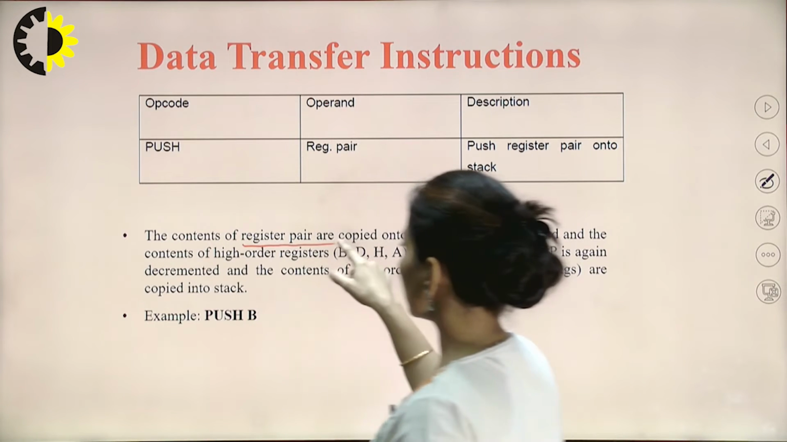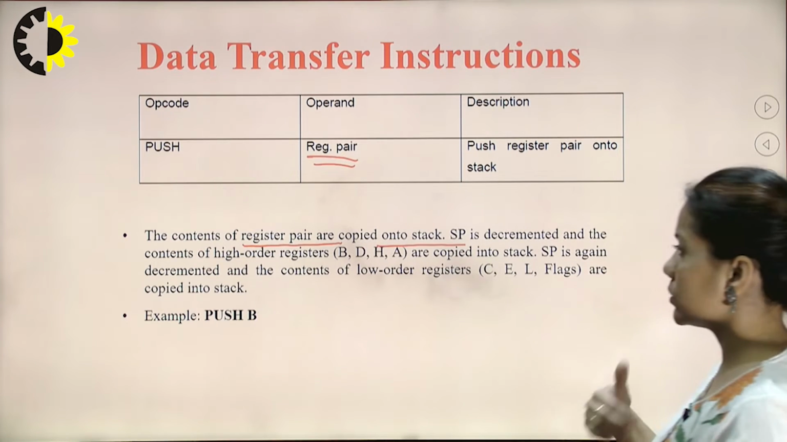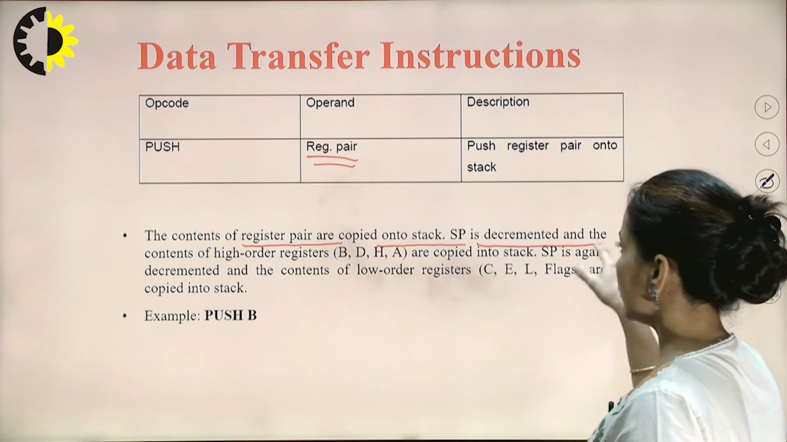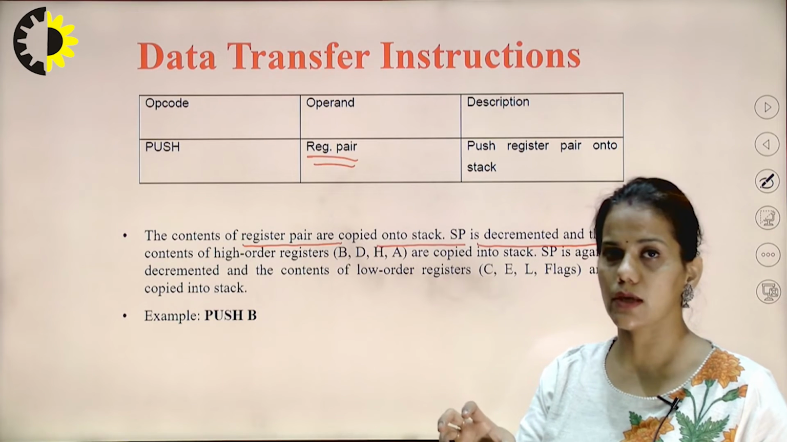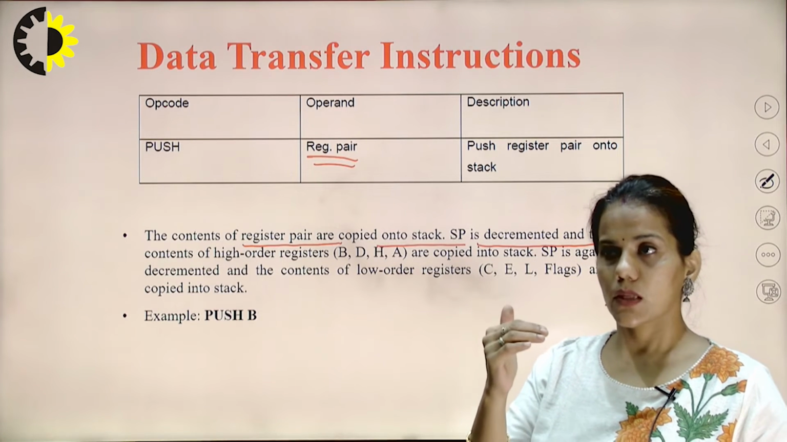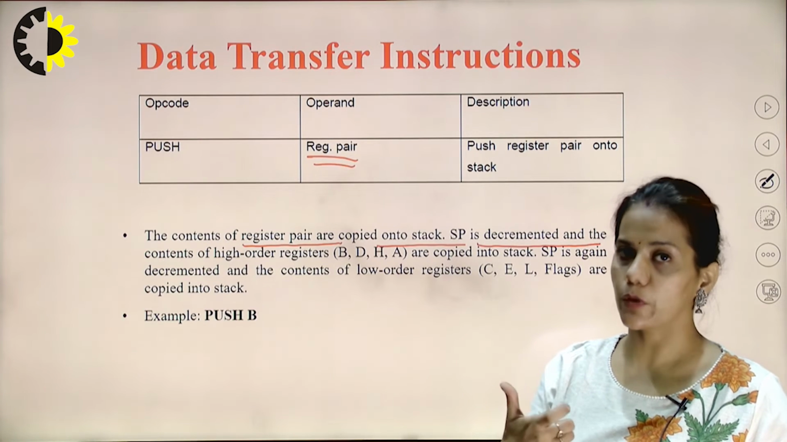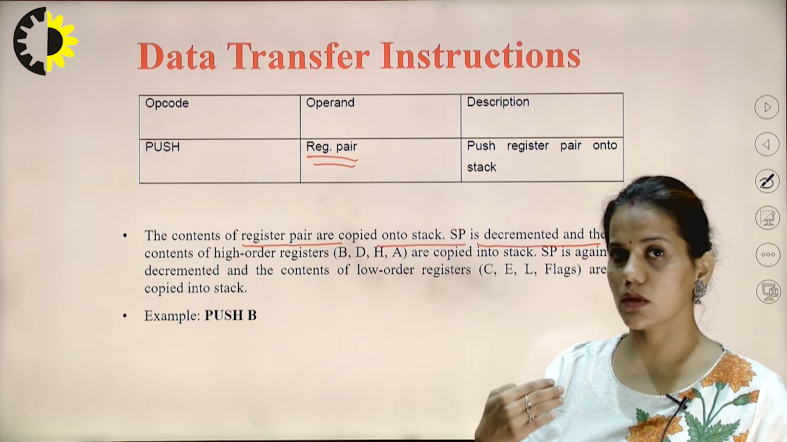The contents of a register pair are copied onto the stack. Which register pair? The one mentioned in the operand. So the contents of this register pair will be pushed onto the stack. Since we know that when we push something into the stack, the address of the top of the stack, that is the stack pointer which is holding that address, goes in the opposite direction.